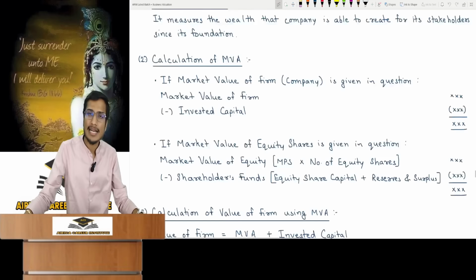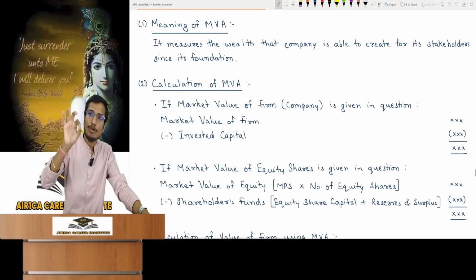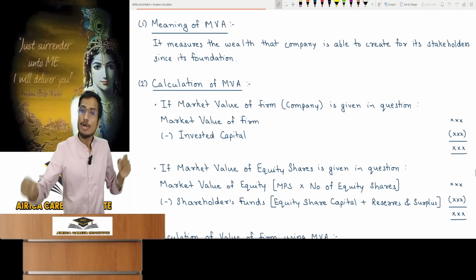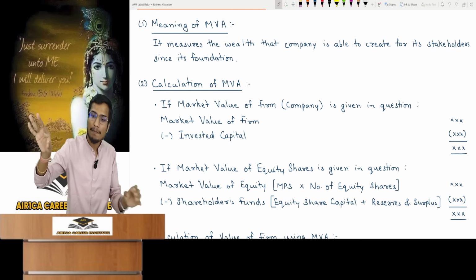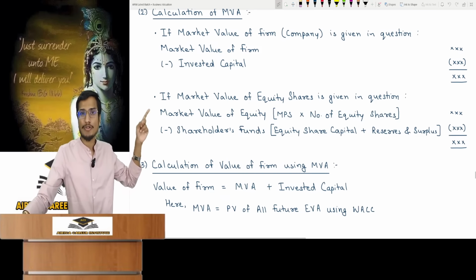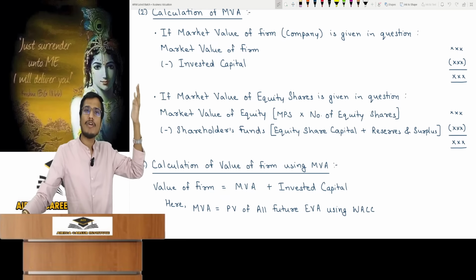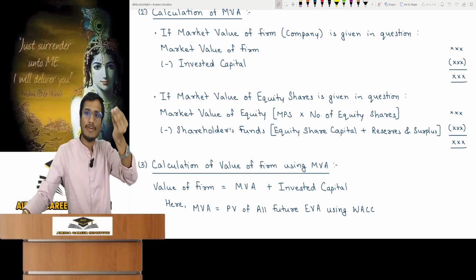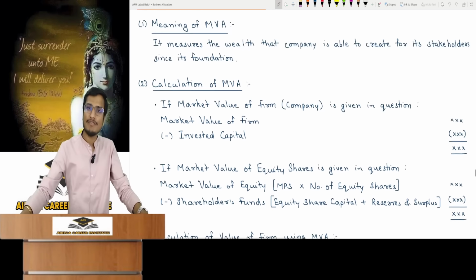Which method to use? Just check the question. If the firm's market value is given, then this one is applied. If the firm's market value is not given, and you are given the value of equity, the market value of equity, the market price of equity, then apply this one. Market value of the firm means we've studied various firm valuation methods and applied them. That will be given to you. That was all about MVA.